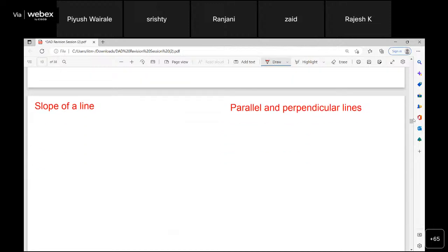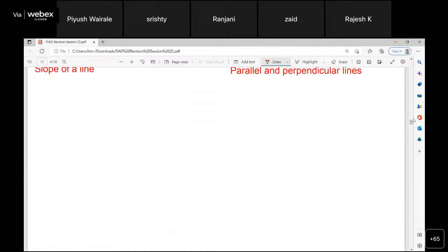Yeah. So now we'll move on to the slope of a line. As we discussed, suppose this is my x-axis, this is the y-axis, x and y, and this is my line. Okay. So what is the slope of this particular line? I call it theta. Okay, this is 90 degrees. Assume it as a 90 degree.